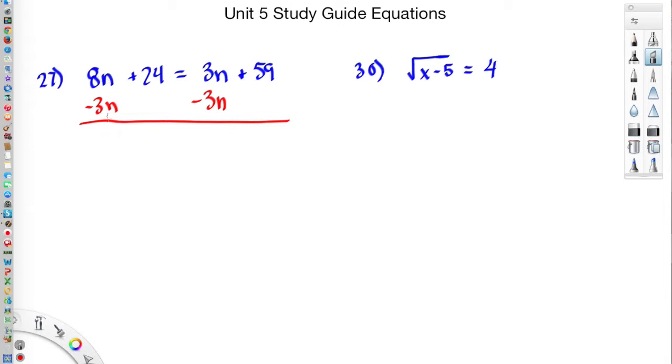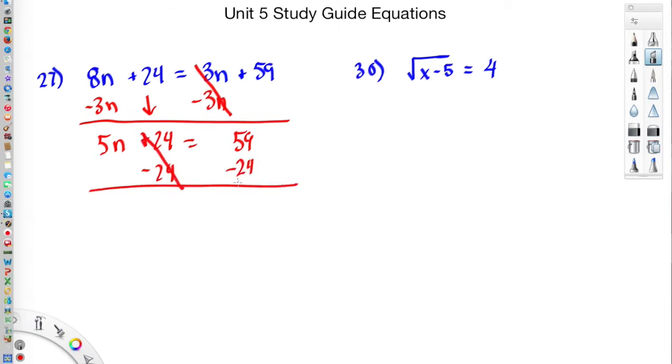Okay, 8n minus 3n is going to be 5n. Bring down my plus 24, and that's going to be equal. They cancel each other out to 59. Now I can subtract 24 from both sides. They cancel each other out. I bring down my 5n is equal to 59 minus 24. 9 minus 4 is 5. 5 minus 2 is 3.